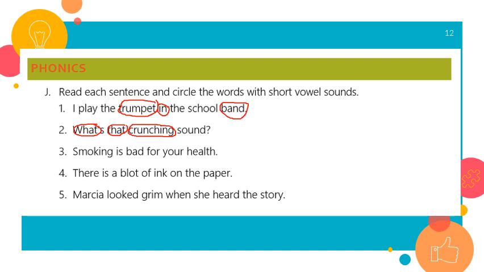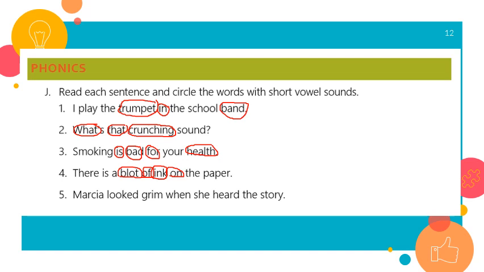Number 3. Smoking is bad for your health. Is, short. Bad, short. For, short. Health, also short. You see, so you have more than one word in each sentence. You can circle all of them. Number 4. There is a blot of ink on the paper. Blot, excellent, is short. A is also short. Ink is short. On, short. Of, short. The, short. Paper, long.